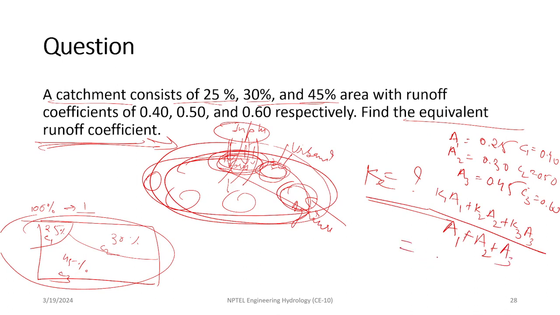Now tell me the value, the final value. I'm just writing 0.25, it will be added by C2. So here C2 is what? Don't take K1, it will be C1, C2. That will be good to understand. Divided by 100? Not 100, it will be coming up as 1. Correct. So tell me the answer: 0.25 into 0.4 plus 0.30 into 0.50 plus 0.45 into 0.60.